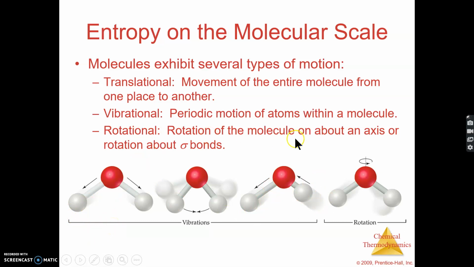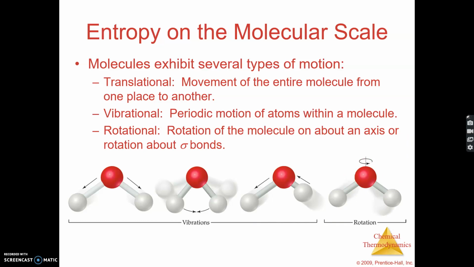And then rotational motion, we just have a sigma bond. Remember, sigma bonds are just single bonds. So if we have a double or triple bond, we don't have the rotational motion. But when we have a single bond, you can have the rotational motion. And here you see the molecule is rotating. And so the more types of this motion we have, the more entropy we have.